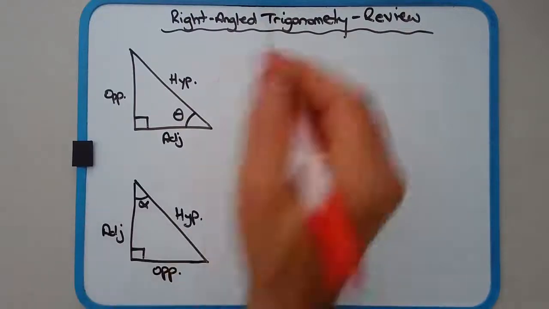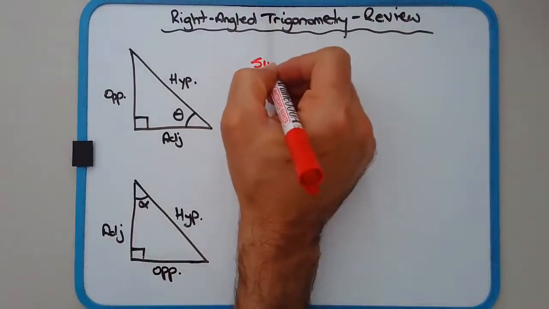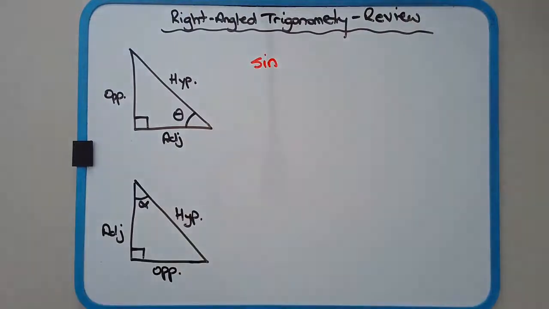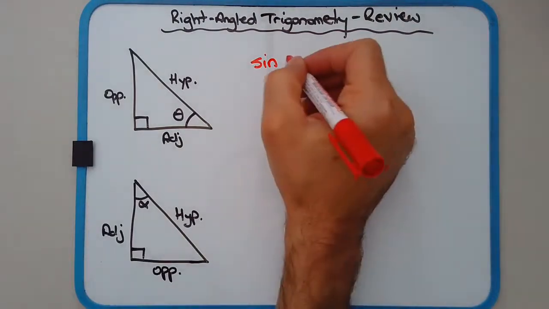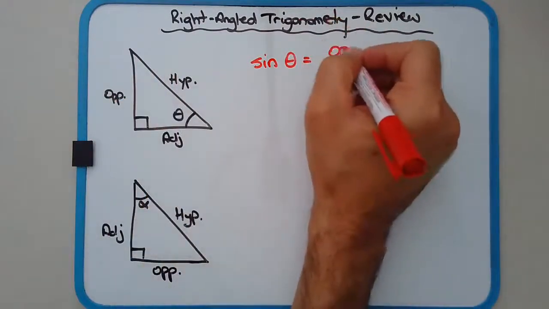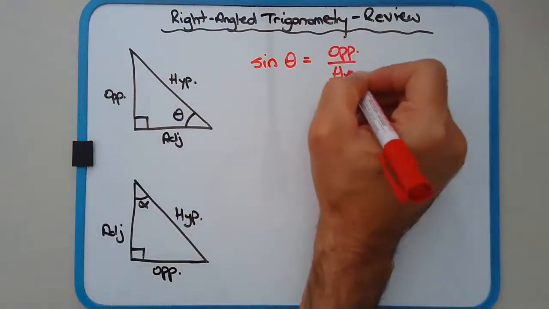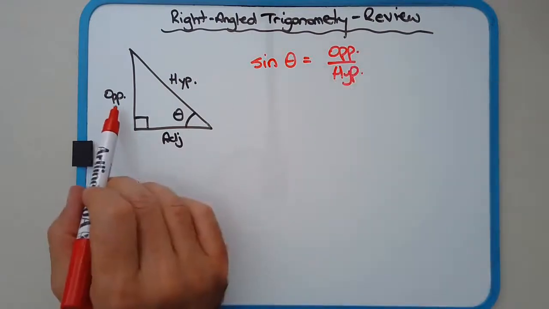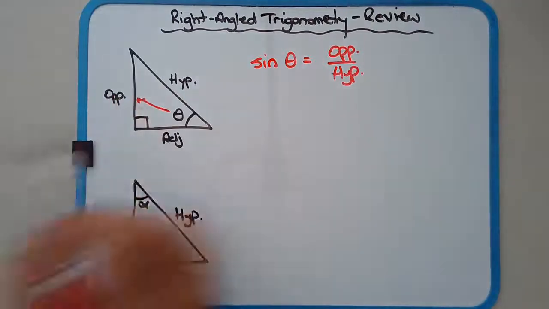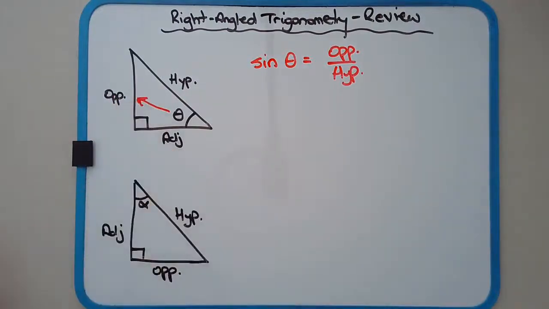Okay, so basic rule is this. Sine. We pronounce it sine, not sin. Some people just look at it and read it as it's written phonetically. It's actually sine, S-I-N-E. So sine theta is equal to opposite over hypotenuse. Now why is it called the opposite side? It's called the opposite side because this is the side that's in fact opposite the theta. That's why it's called opposite.